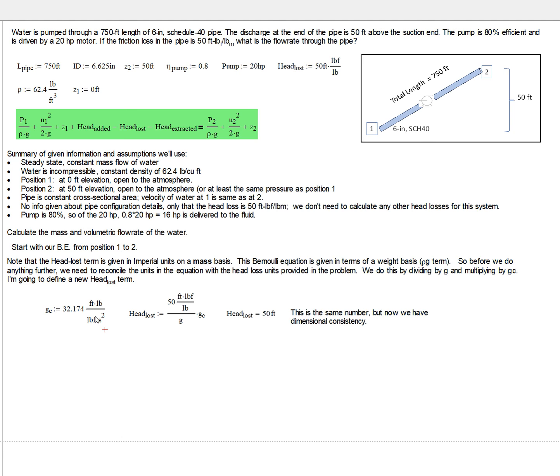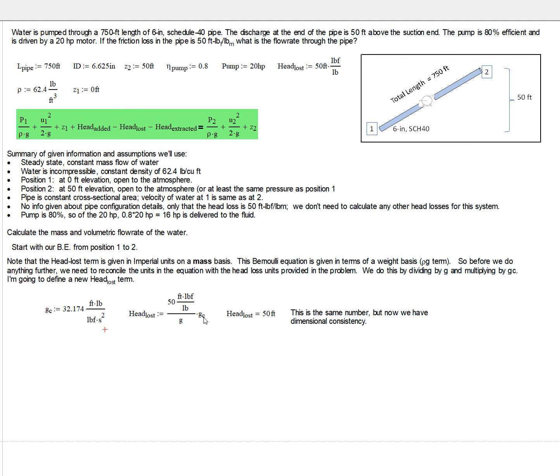So here's our G sub C. Remember, G sub C converts pounds force to pounds mass, and in MathCAD, pounds force is explicit LBF. Pounds mass is just LB. So this is our GC. Our head loss term is given to us in foot-pounds force per pound mass. And so we divide by G, basically mass times acceleration due to gravity. That's the weight. And then we need to multiply by GC.